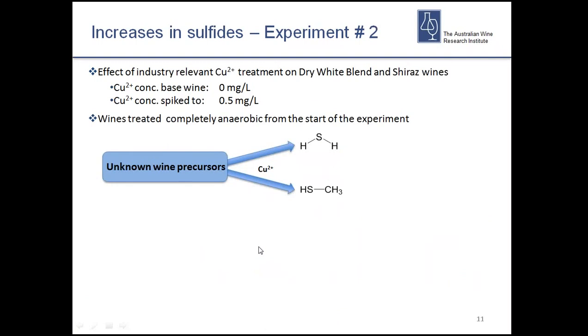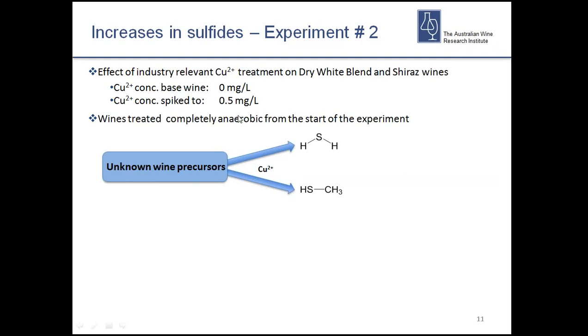So then we designed a second experiment, and in this experiment we were interested to look at a more industry-relevant concentration of copper, because as you remember, the previous one was pretty high at 3 milligrams per liter. So in this experiment we also sourced a different white wine, a dry white wine blend, and a Shiraz wine. The base wine had 0 copper added to it, and then we spiked it to a higher level of 0.5 micrograms per liter. And this is the European Union limit for export for Australian wines for copper concentrations.